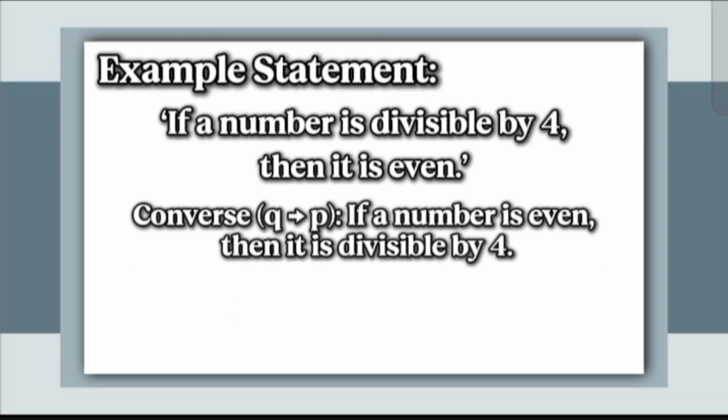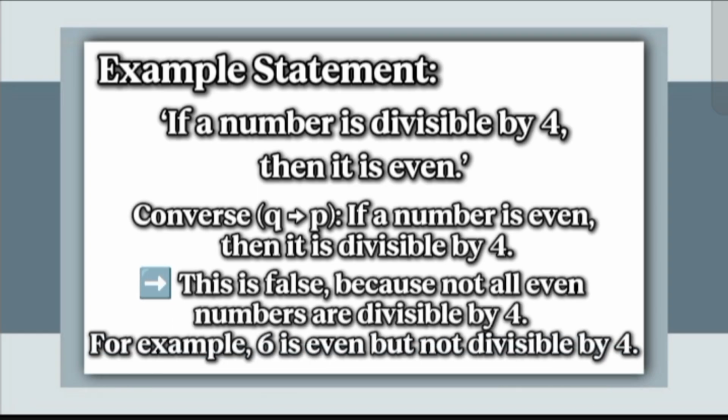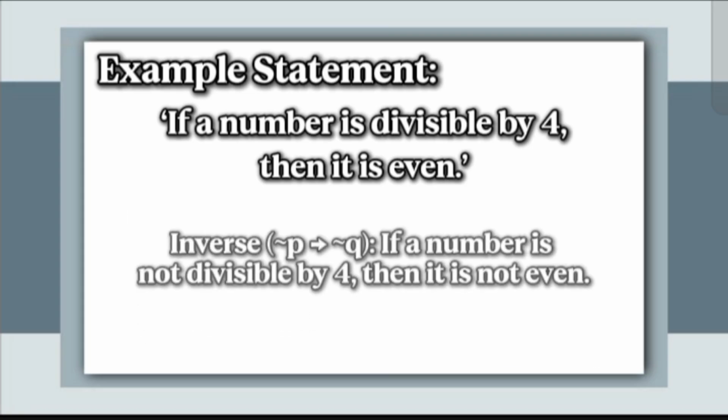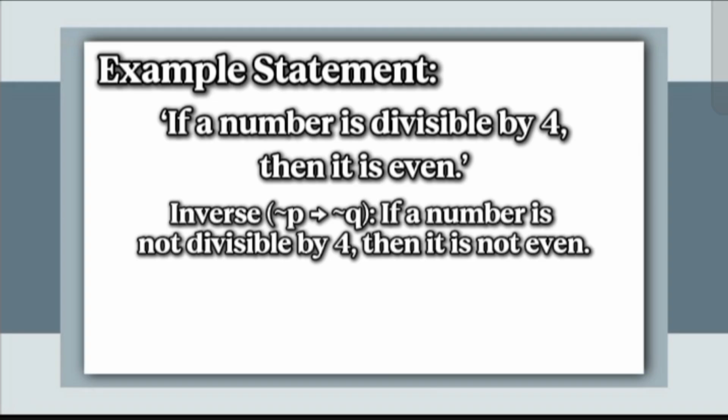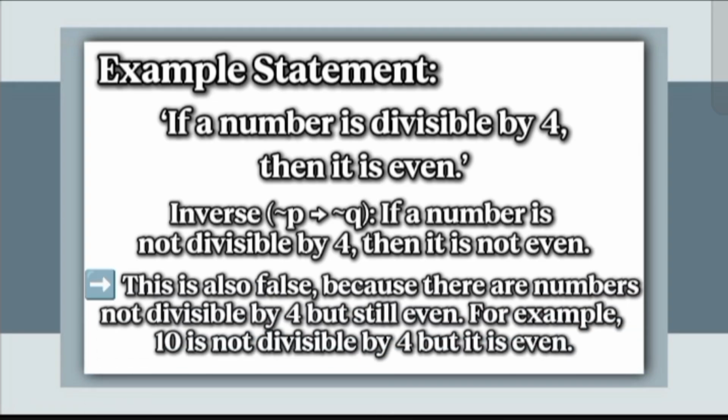For converse, if a number is even, then it is divisible by 4. This is false because not all even numbers are divisible by 4. For example, 6 is even, but it is not divisible by 4. For inverse, if a number is not divisible by 4, then it is not even. This is also false because there are numbers not divisible by 4 but still even. For example, 10 is not divisible by 4 but it is even.